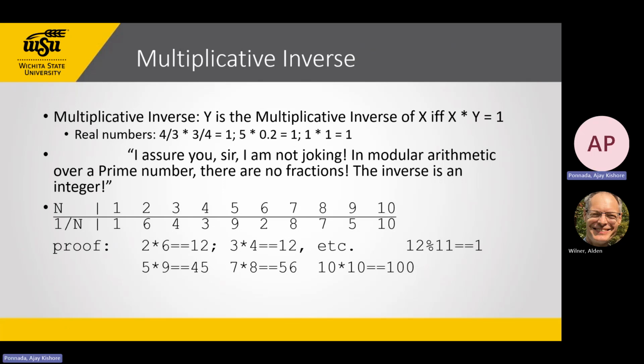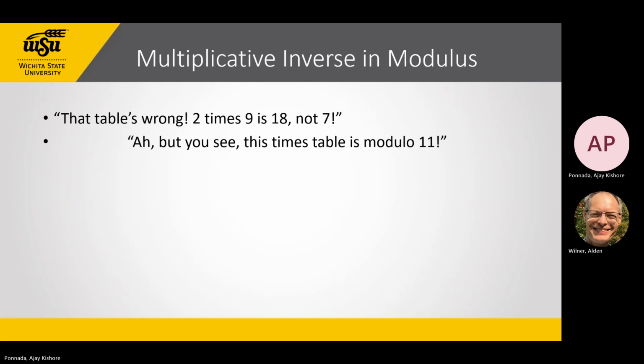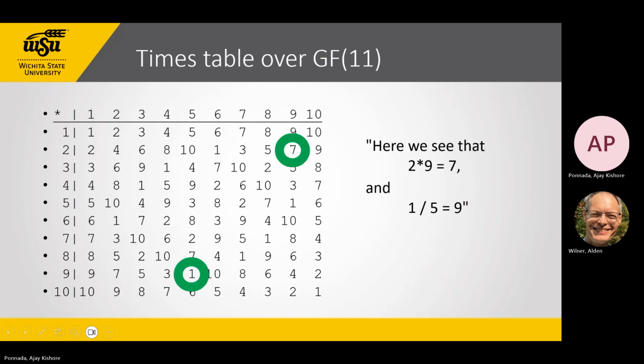So if we go back to our table, 3 times 4 is 12, mod 11 is 1. So 4 and 3 are multiplicative inverses, and again 3 and 4 are multiplicative inverses. That is how we get a multiplicative inverse from the table. So we now saw how to create a Galois field 11 table and how to solve those arithmetic questions we have.